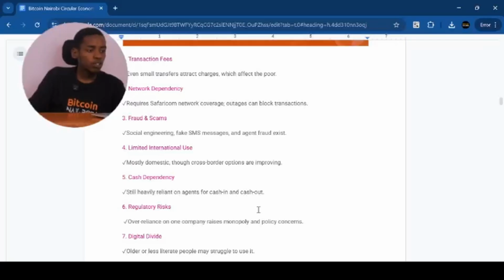Okay. Number two, it requires Safaricom's network coverage. Outages can block transactions.